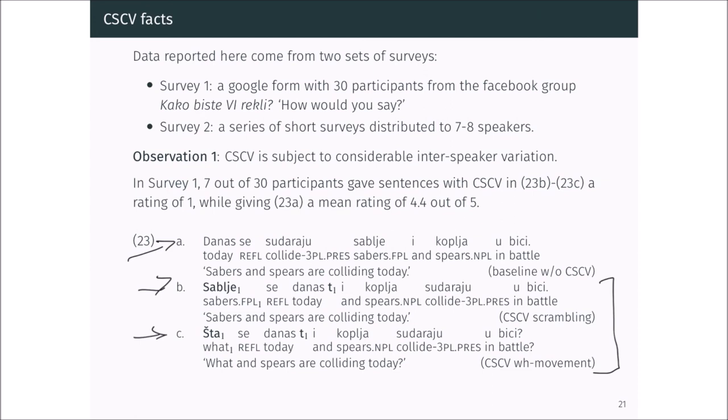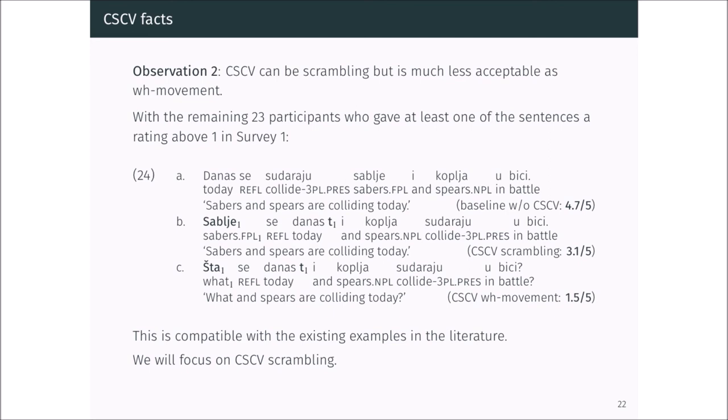The second observation is that CSCV can be scrambling, but it's much less acceptable as a WH movement. Within the remaining 23 participants who gave at least one of the sentences with CSCV a rating above 1 in survey 1, the mean rating for CSCV as scrambling is 3.1 out of 5, but the CSCV as WH movement is 1.5 out of 5. So this is compatible with the existing examples in the literature, all being topicalization or scrambling. So we'll focus on scrambling for the rest of the talk.